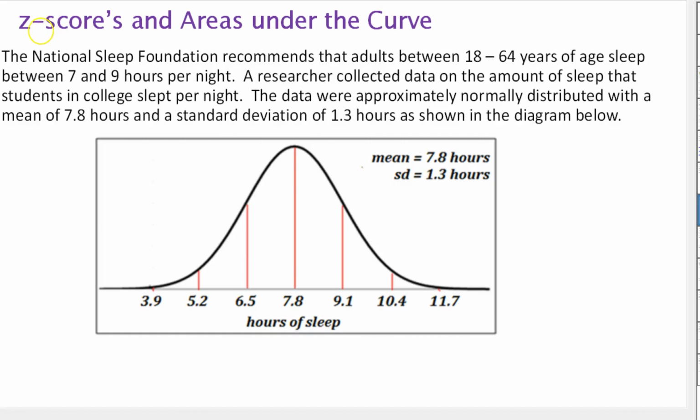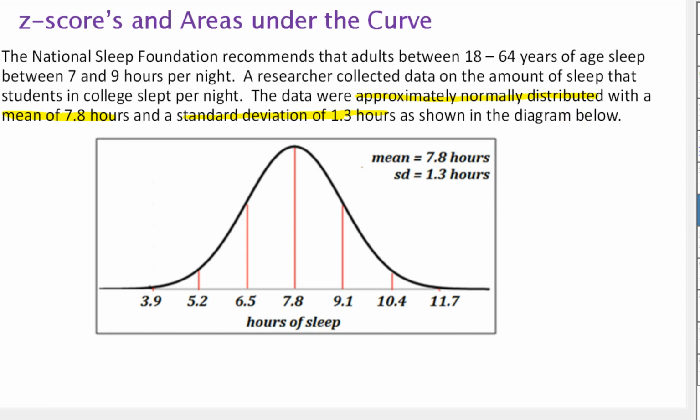In this video, we're going to look at z-scores and areas under the curve. The National Sleep Foundation recommends that adults between 18 to 64 years of age sleep between 7 and 9 hours per night. A researcher collected data on the amount of sleep that college students slept per night. The data were approximately normally distributed, with a mean of 7.8 hours and a standard deviation of 1.3 hours, as shown in the diagram below.